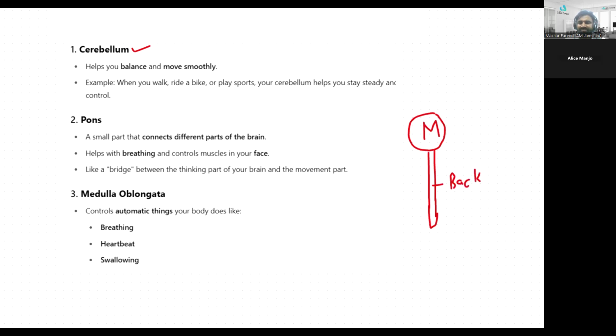Is it clear? Any topic, any query or question about this? Sorry, what did you say? What did you say?